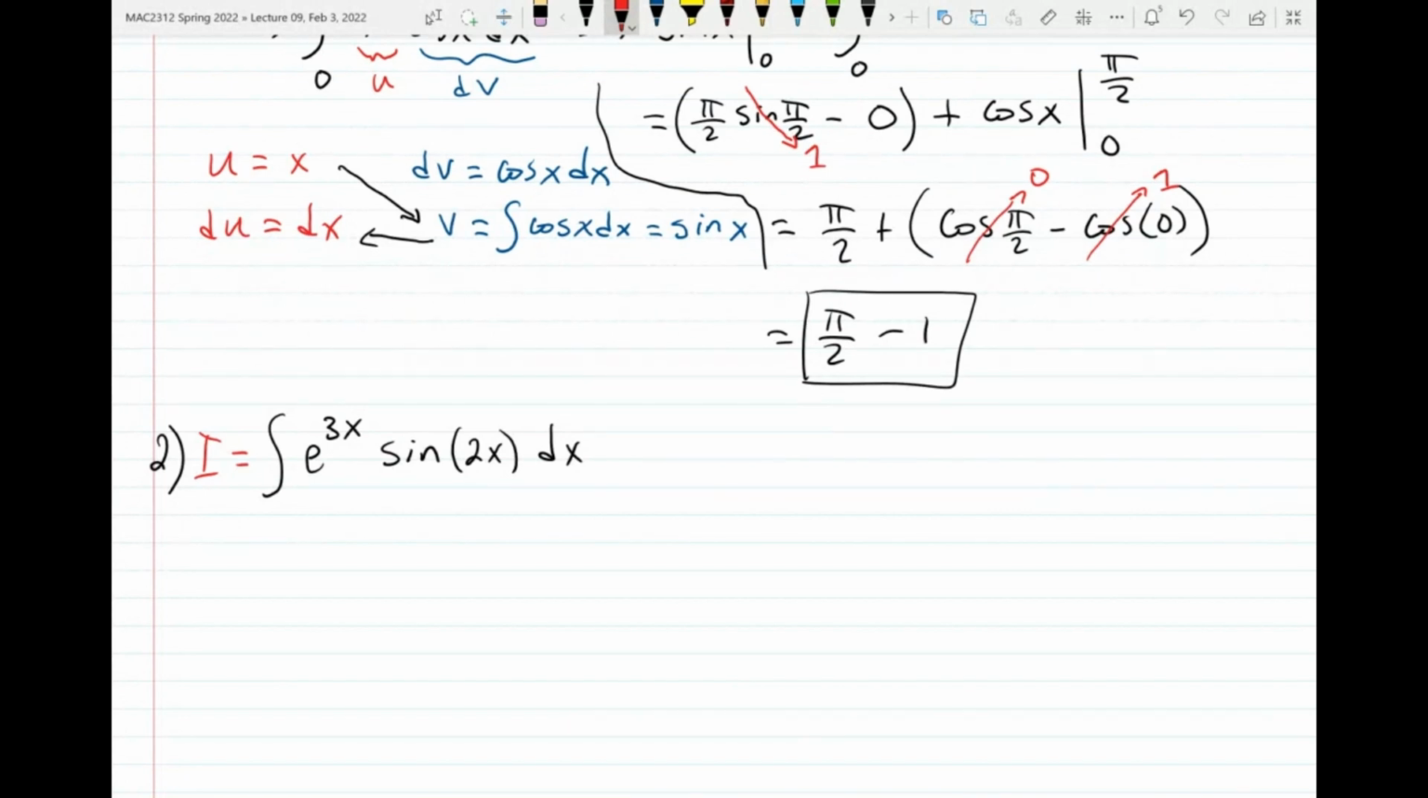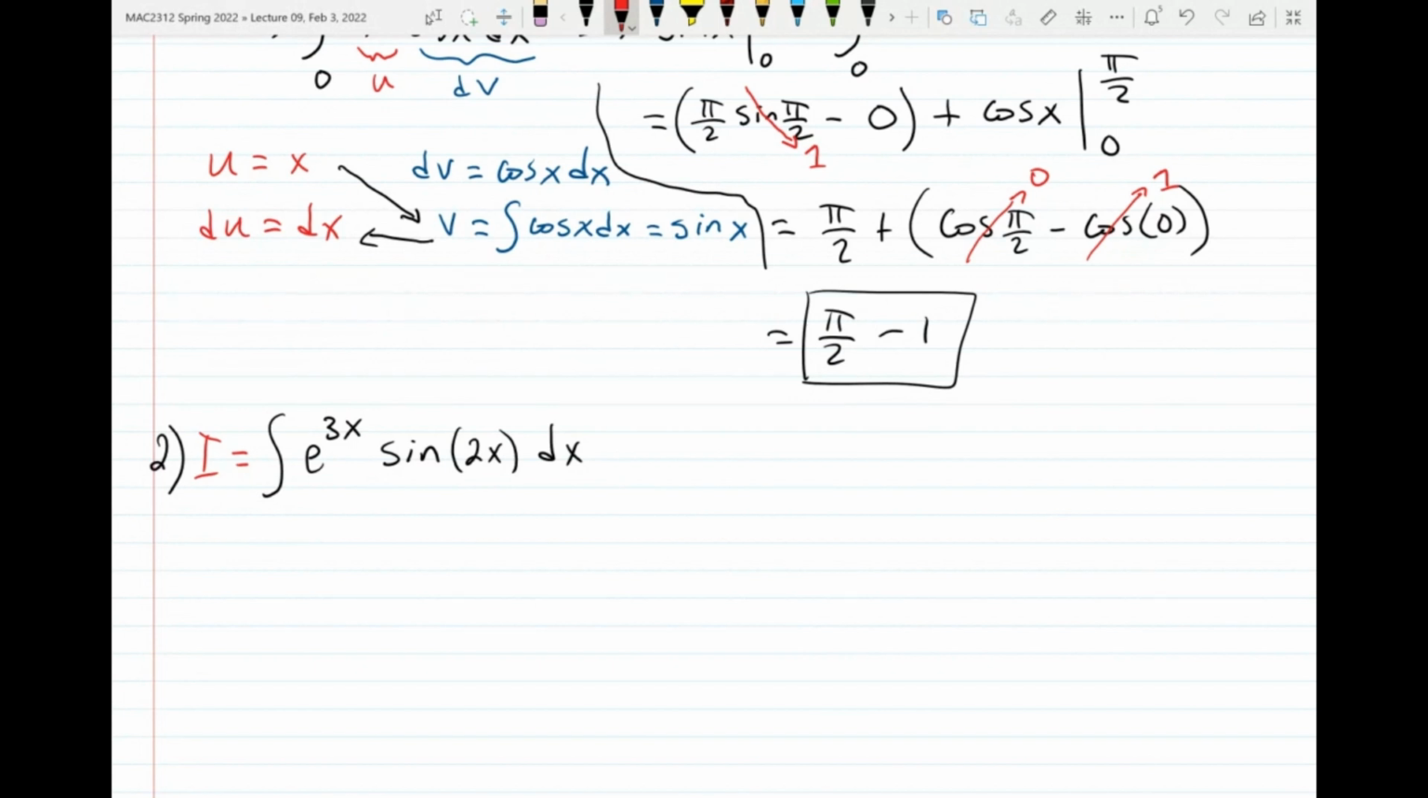Here it doesn't seem that any substitution will really help us too much, so we don't have to worry about that. So let's go ahead and try by parts because we see a product. Now here we need to decide what should be our u and what should be our dv. That's always the question. What's u, what's dv?